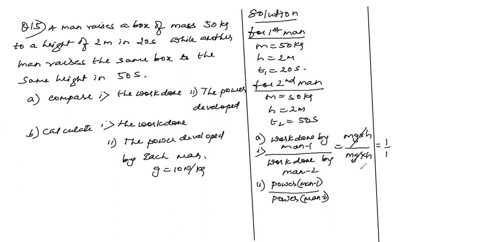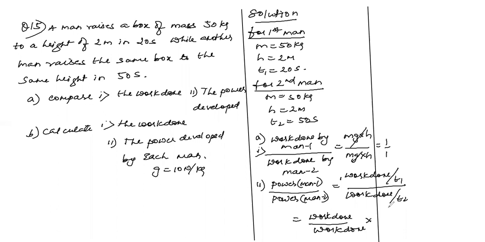Work done by man 1 upon T1 divided by work done by man 2 upon T2. So when I look at it, children, this is work done upon work done. Work done is going to be the same by both of them, into the reciprocal, T2 upon T1. So 1 upon 1, the ratio of the work done is 1 upon 1.